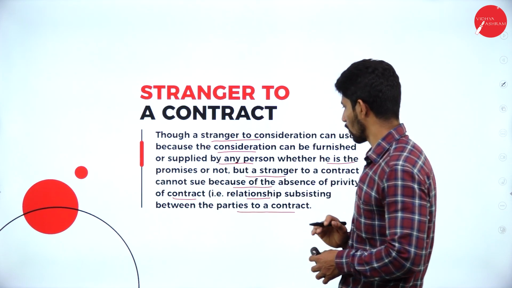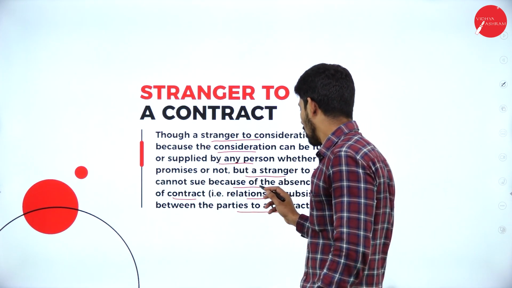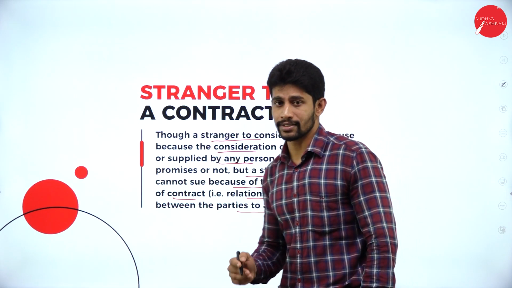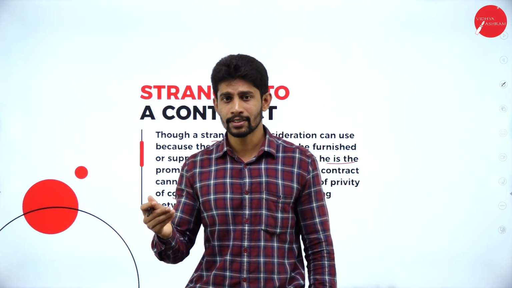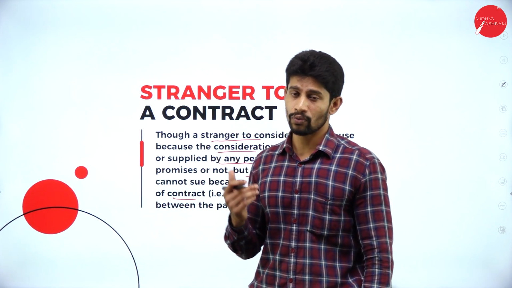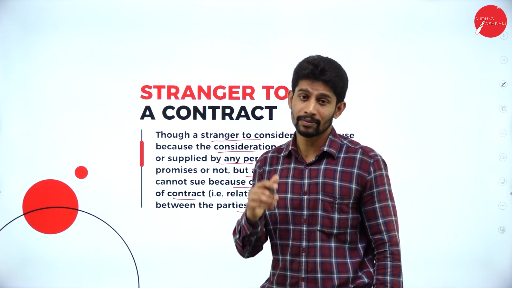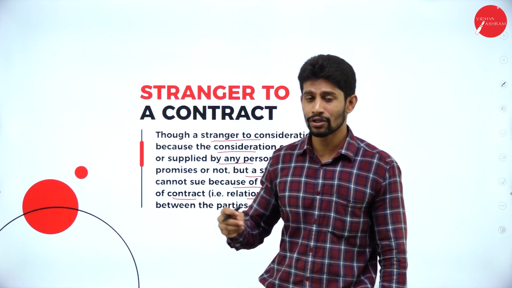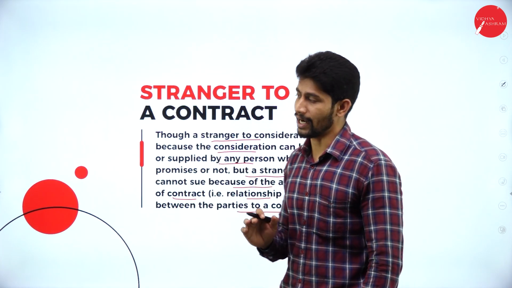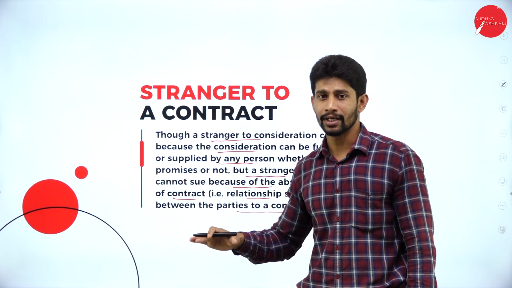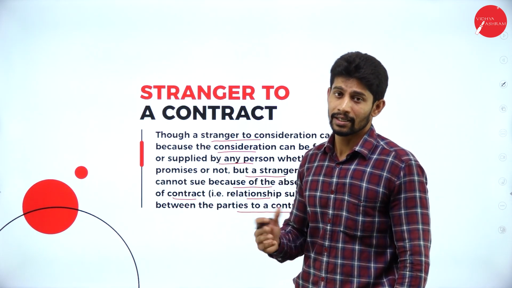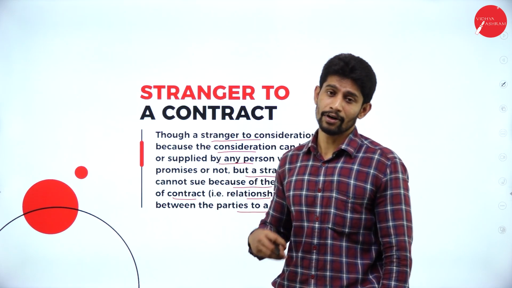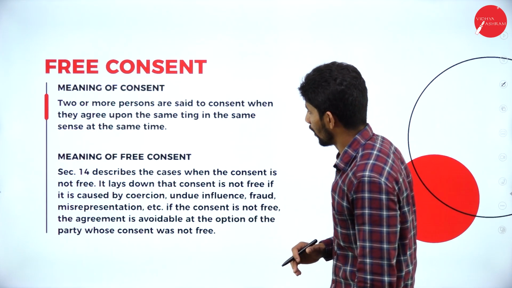But a stranger to a contract cannot sue because of the absence of privity of contract. Here the consideration can be fulfilled or supplied by the stranger, but the stranger can't sue on the contract. That means the particular stranger can't raise a complaint against the contract because he is not a person who is party to the contract. He can supply or fulfill the consideration, but he will not have any rights against the contract.